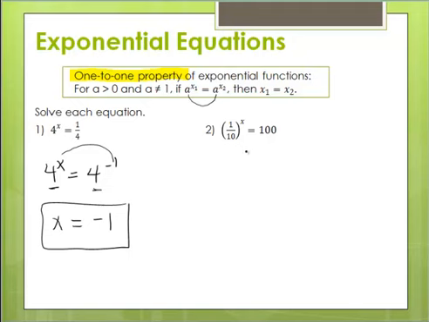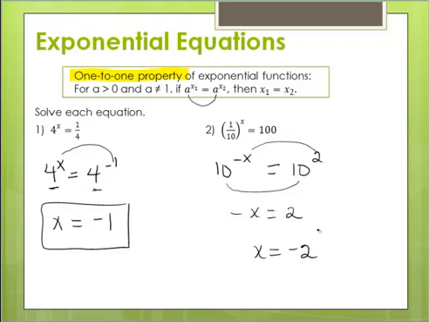So how about this one? Can we make these bases the same? Well, 1/10 is the same as 10 to the -1, right? But since it's raised to an x, I think we can say it's 10 to the -x. Isn't that what 1/10 to the x means? 10 to the -x. Alright, so then we have 100. Well, 100 is 10 squared, right? These bases are the same, which means the exponents are the same. -x equals 2, which means x equals -2.